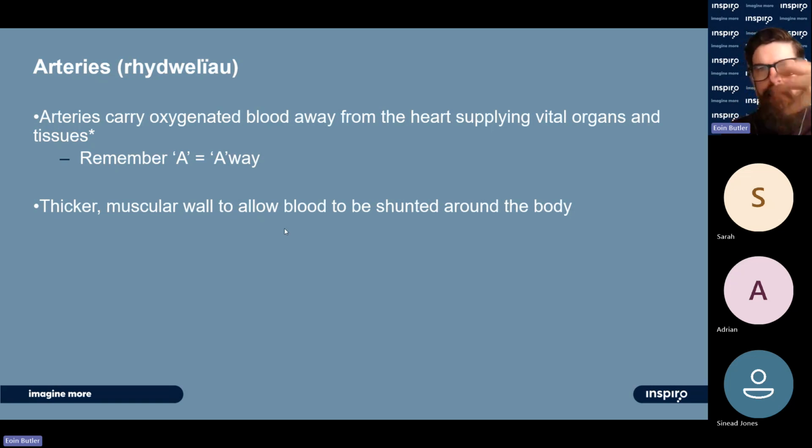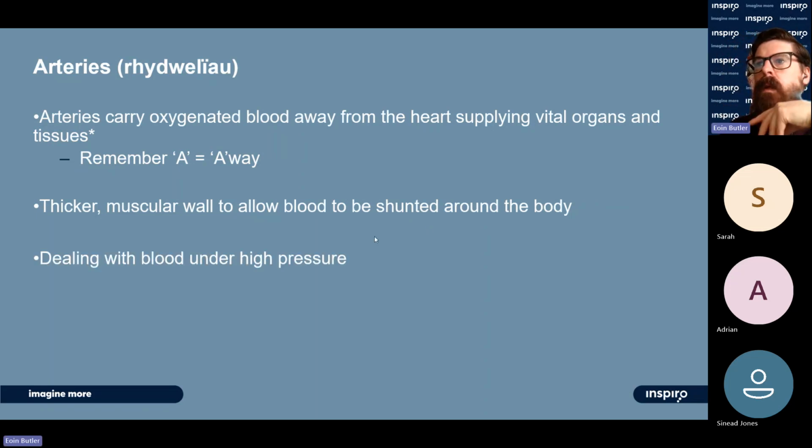So if we think about the left side of the heart being that largest part, as it contracts, it shunts blood around the body. So blood leaves the heart with high pressure. So they need a thick muscular wall to be able to cope with that high pressure, but also the muscles within the arteries help the flow of blood around the body. So as I said, they deal with blood under high pressure.